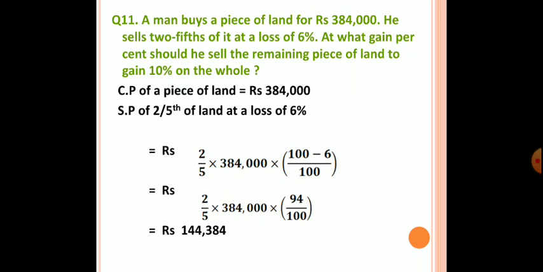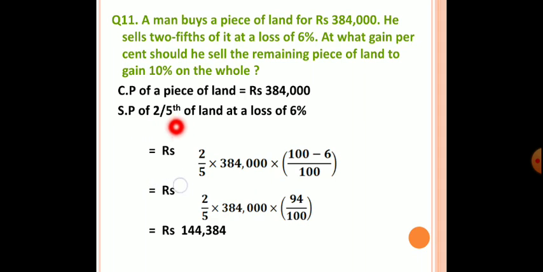Question number 11. A man buys a piece of land for rupees 3,84,000. He sells 2/5 of it at a loss of 6%. At what gain percent should he sell the remaining piece of land to gain 10% on the whole? So cost price of the piece of land is given as 3,84,000.